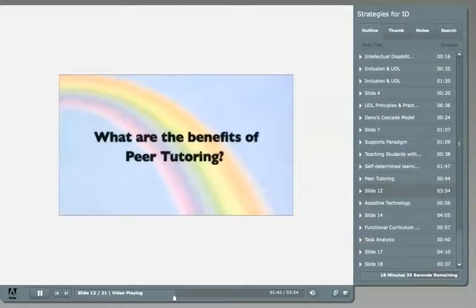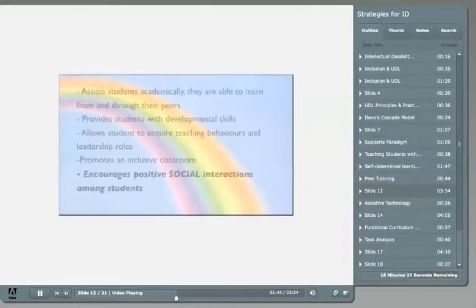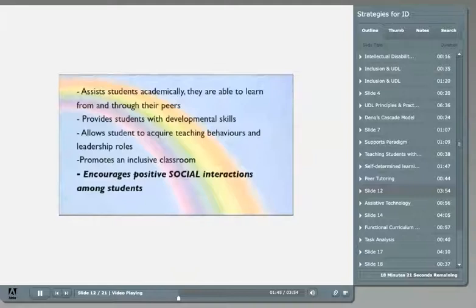What are the benefits of peer tutoring? Assist students academically. They are able to learn from and through their peers. Provide students with developmental skills. Allow students to acquire teaching, behaviors, and leadership roles. Promotes an inclusive classroom, and most importantly, encourages positive social interactions among students.